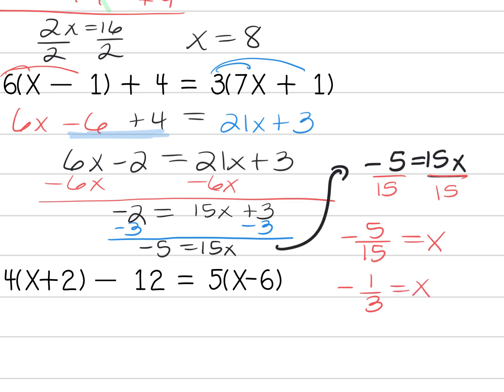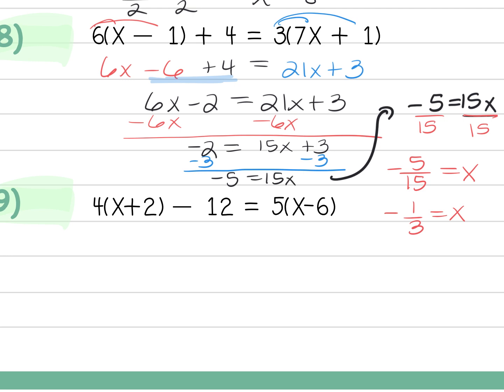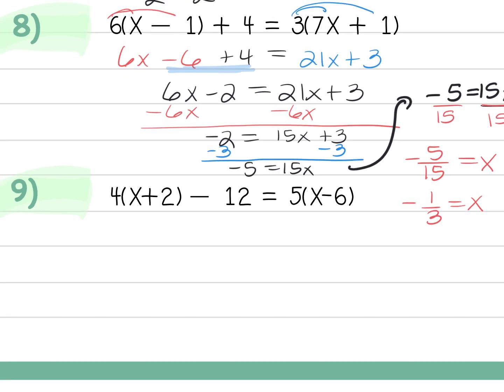So for the next one, same exact thing. We need to distribute first. So I'm going to distribute the 4 to the x and to the 2. 4x plus 8. I still have the -12. And then on the right side, I'm going to distribute the 5 to the x and to the -6.